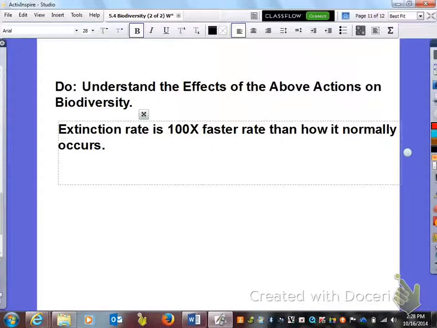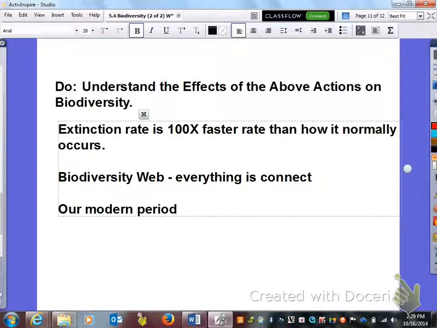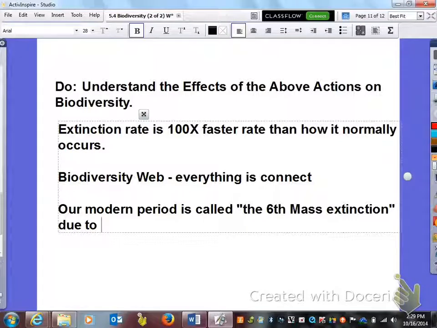The other thing I want you to include is, and we talked about this in the last one, that biodiversity web, and that everything is connected. So when we disrupt one system, we're disrupting everything that's connected. Okay, so everything is connected. And the third, I hope you've written small here, and this is the last thing, is that our modern period is being called by scientists the 6th mass extinction. Okay, and this is due to biodiversity loss.